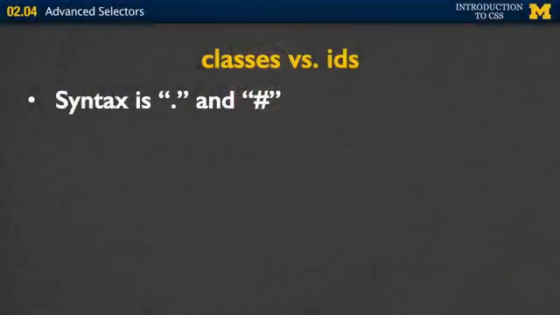So just to try to help you make it a little bit more clear, what's the difference between using classes and IDs? Well, first, you want to make sure you know the syntax. The period is for classes and the pound is for IDs. You can't mess up on this because the browser will not fix it for you if you put the wrong thing in front of your class or ID name.